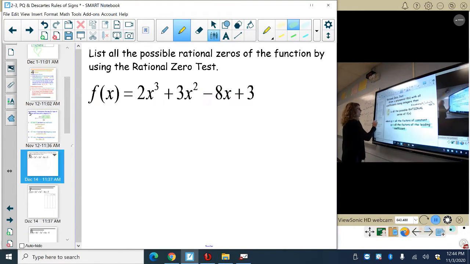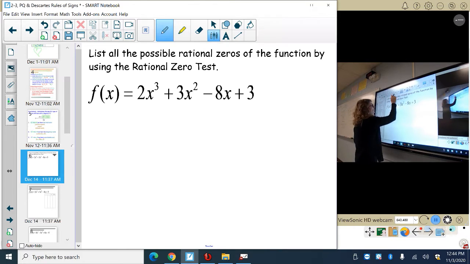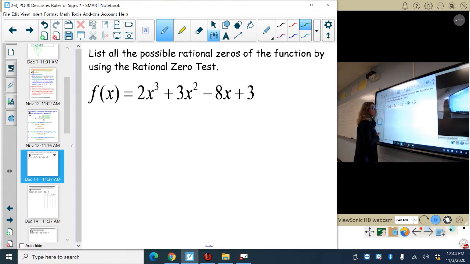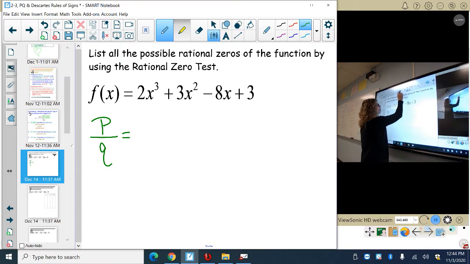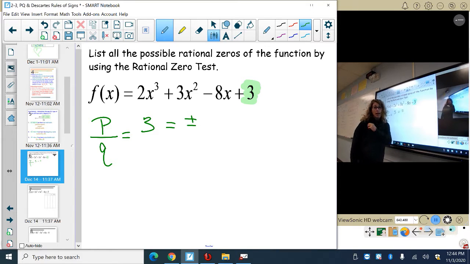So let's come over here and say, here's our problem. I have 2x cubed plus 3x squared minus 8x plus 3. Now, remember, p is going to be all the factors of my constant term. My constant term is 3. So what are all the factors of 3? I have to do plus or minus because I can have a positive or a negative. Plus or minus 1 and 3.